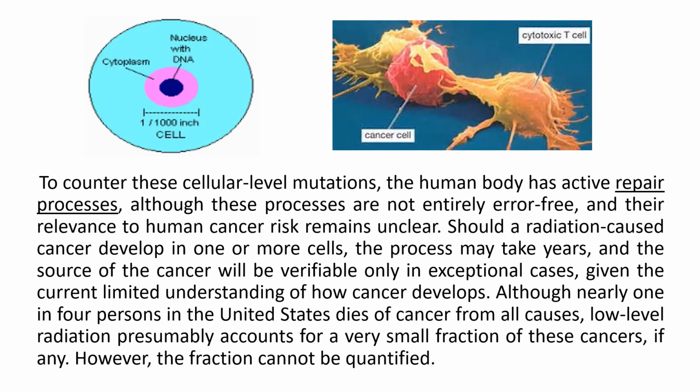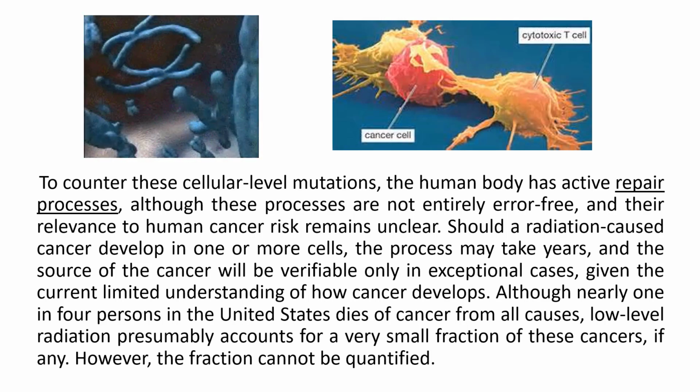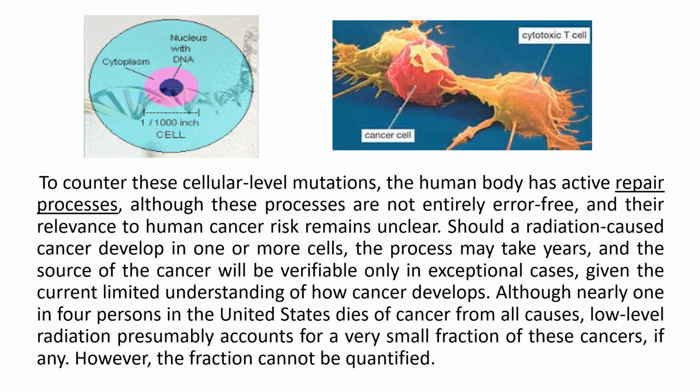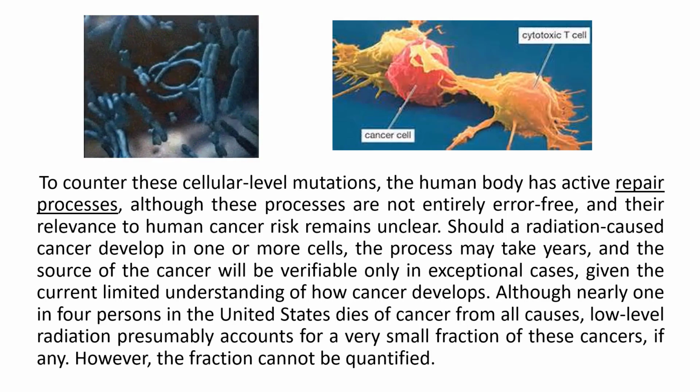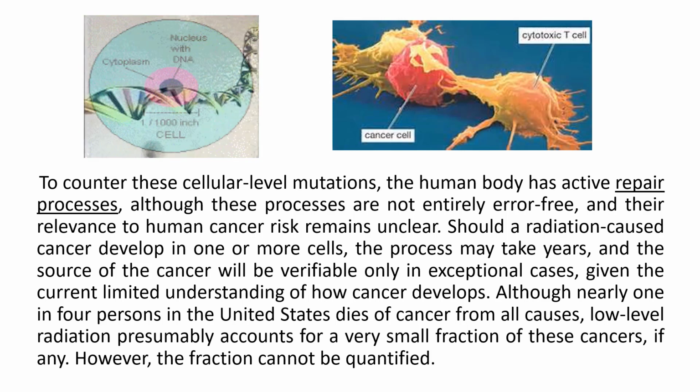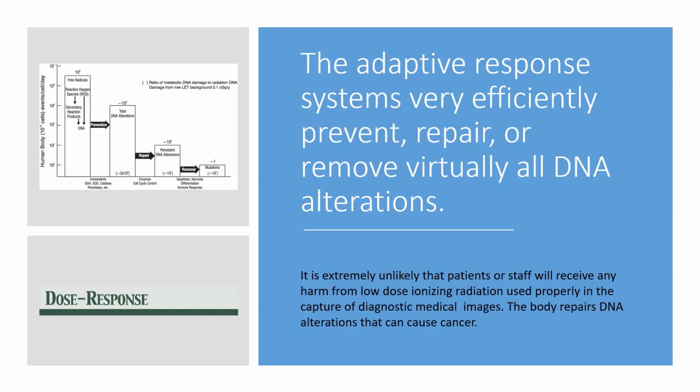Although nearly 1 in 4 persons in the United States dies of cancer from all causes, low-level radiation presumably accounts for a very, very small fraction of these cancers, if any at all. However, the fraction cannot be quantified. The adaptive response systems very efficiently prevent, repair, or remove virtually all DNA alterations caused by the ionizing radiation. It is extremely unlikely that patients or staff will receive any harm from low-dose ionizing radiation.